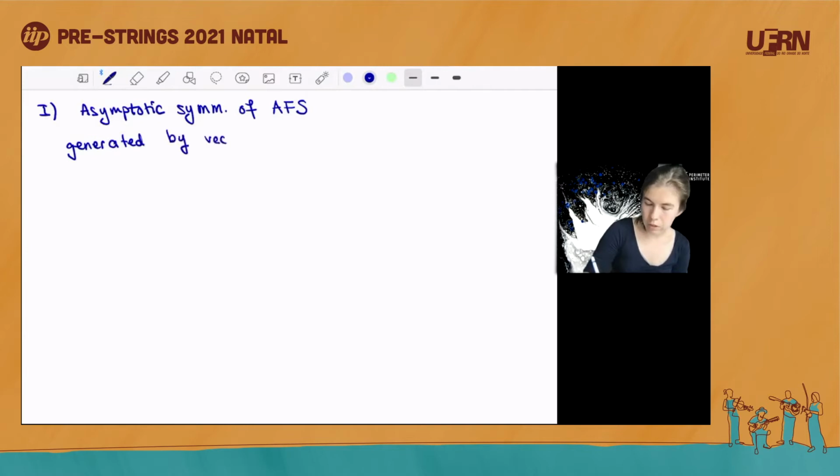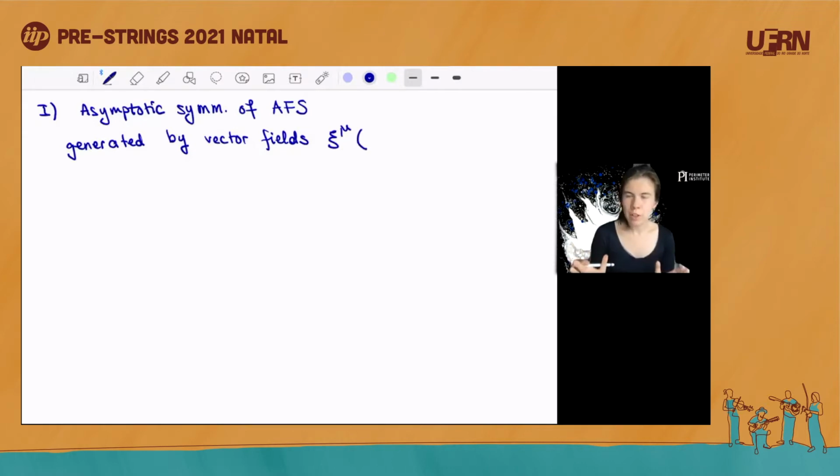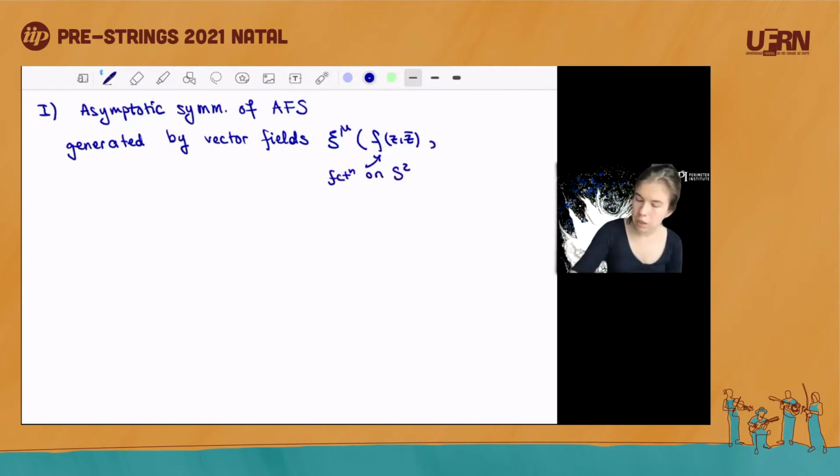by vector fields psi mu, whose essential feature is that they're a function of two things. So one of them is this f of z and z bar, which is a function on the sphere, on the celestial sphere at infinity. And the other one is a vector field on the sphere. Okay.